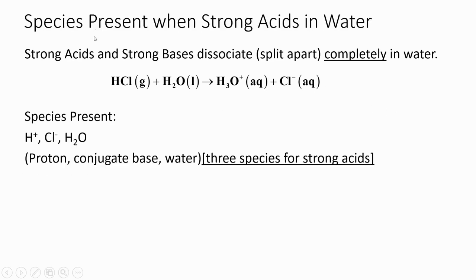All right, when we have a strong acid or a strong base in water, what we're looking for is 3 different species. We added it to water, so we better have water. Species are just what chemicals do we have. So we have water. We also have the conjugate base, and we have the proton that we get from the acid.